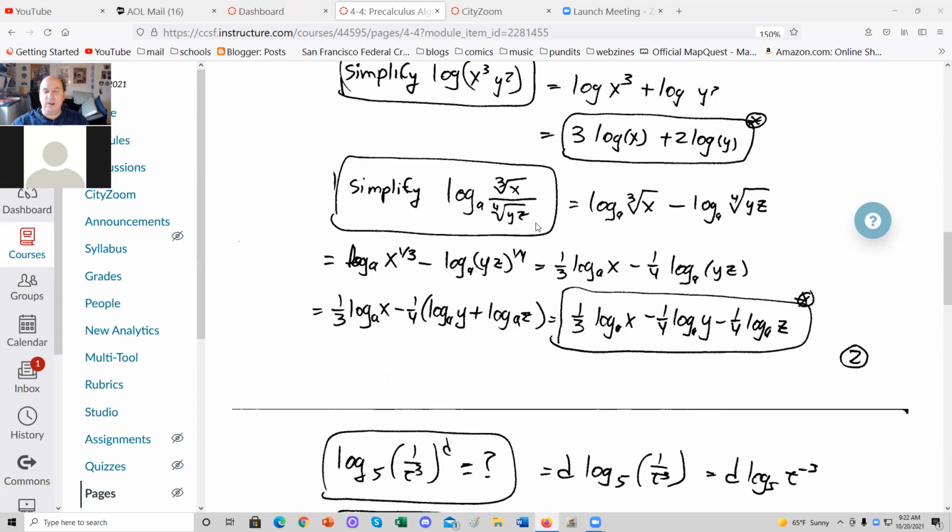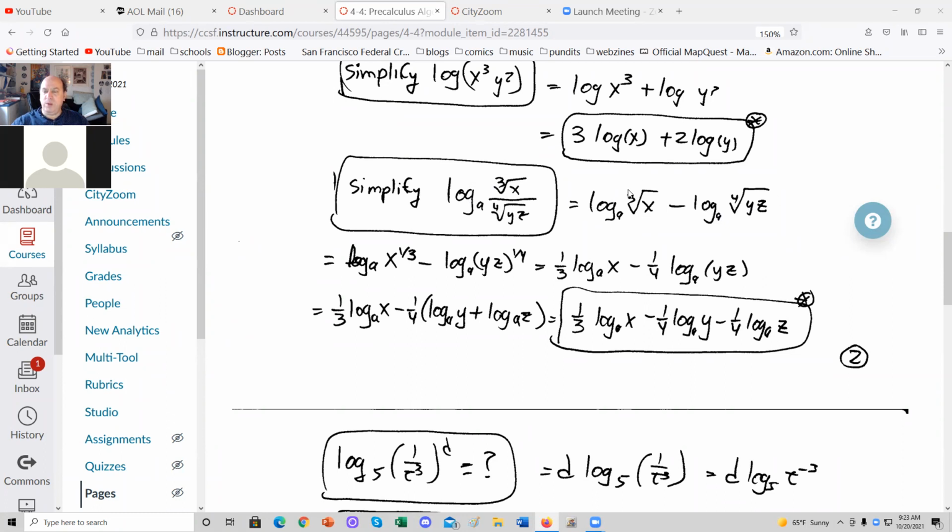Now here's going to be a little tricky one. This is tricky two ways. We're talking about roots, which are fractional powers, and then we're dividing by a product. So you're going to have to watch out there. Log base a of the cube root of x divided by the fourth root of yz. Okay, log of a quotient is a difference. Log base a of x to the 1/3, the cube root of x, minus log base a of the 4th root of yz.